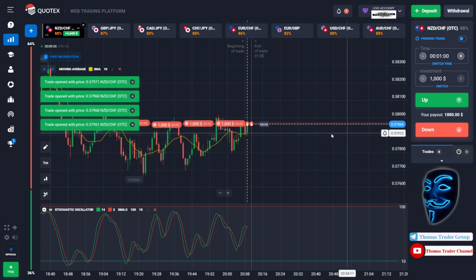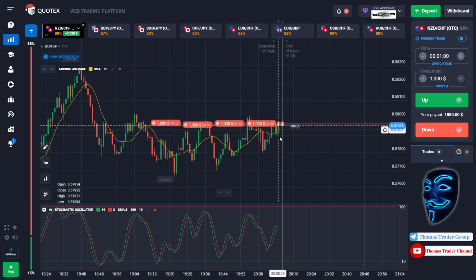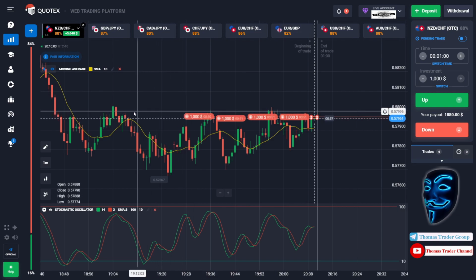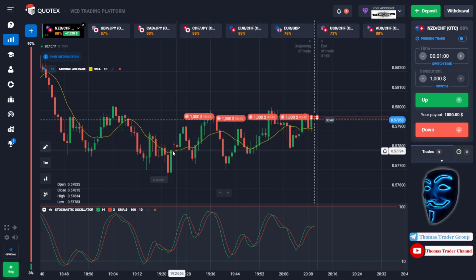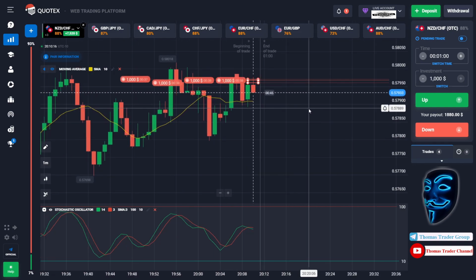As you can see, the market is going sideways and the market has already touched the resistance area over here. When the market touches the resistance area, it will make a rebound and it will find the support area over here. Let's prove it and let's wait till the end of our trade.